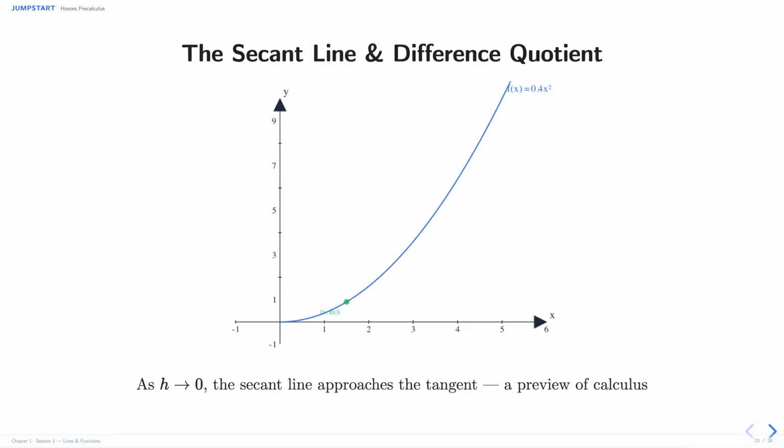As we observe the secant line and the difference quotient, you'll see that as h approaches 0, the secant line gets closer to the tangent line. The secant line connects 2 points on the curve, and as h shrinks, the slope of the secant line updates, providing a better approximation of the tangent line.